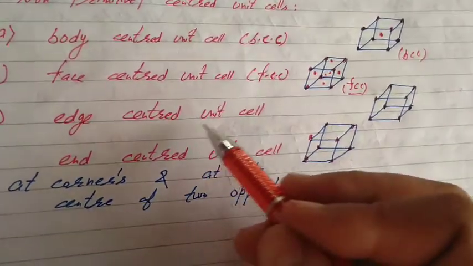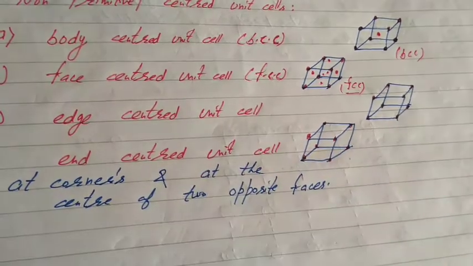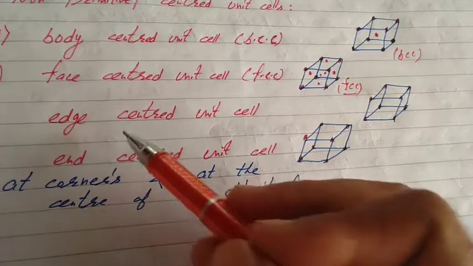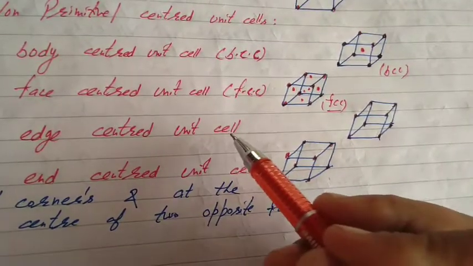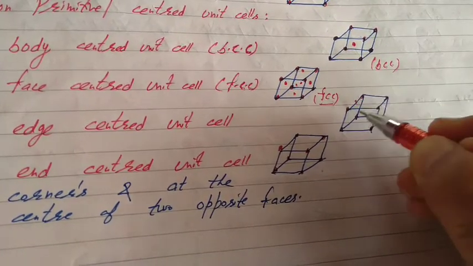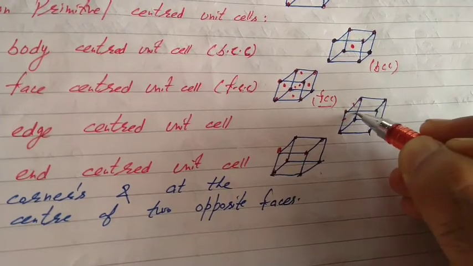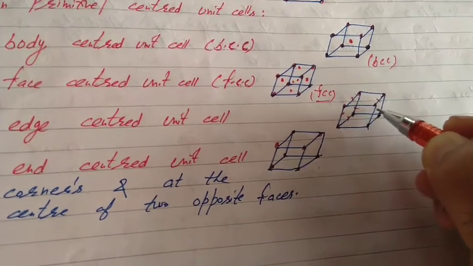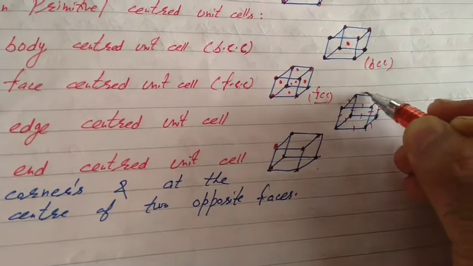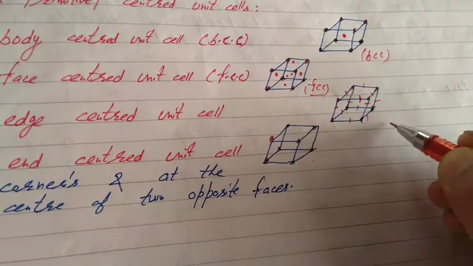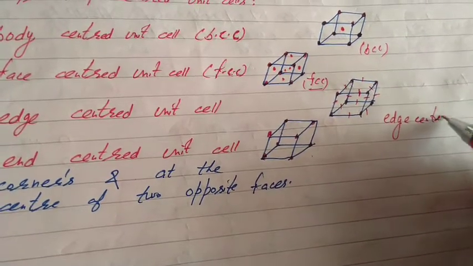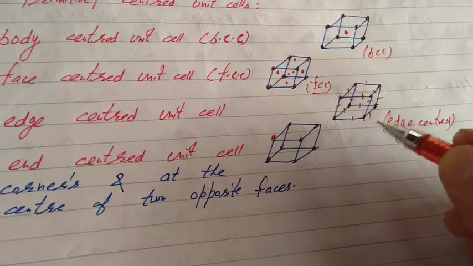Next is, students, edge-centered unit cell. Constituent particles at corners plus 1 at the center of each edge. First priority is to corner, plus 1 at the center of each edge. 1, 2, 3, 4, 5, 6, 7, 8, 9, 10, 11, 12 edges are there. Now it is called edge-centered: constituent particles at corners plus 1 at the center of each edge.